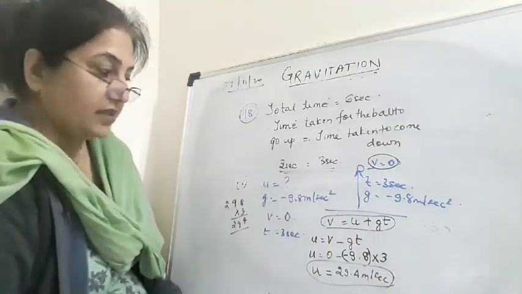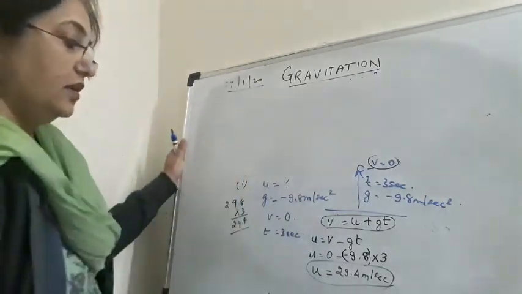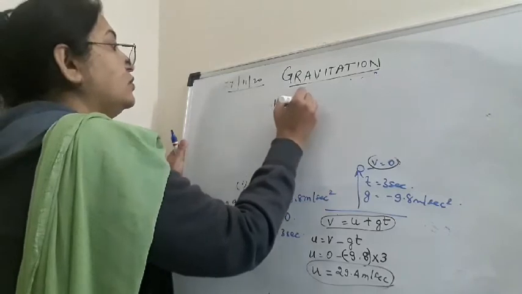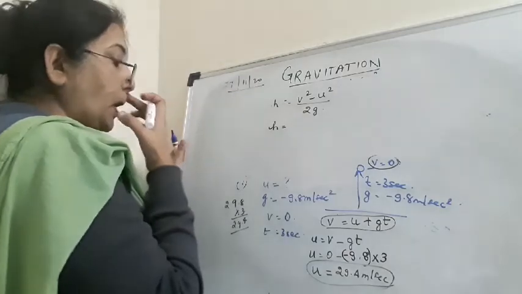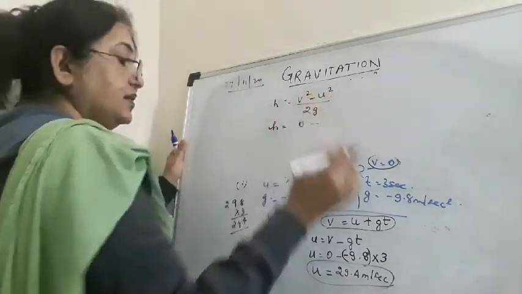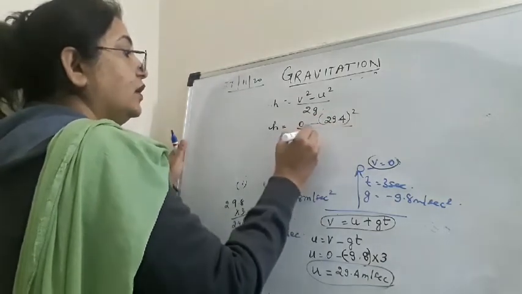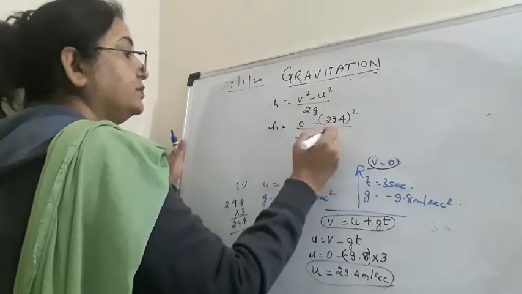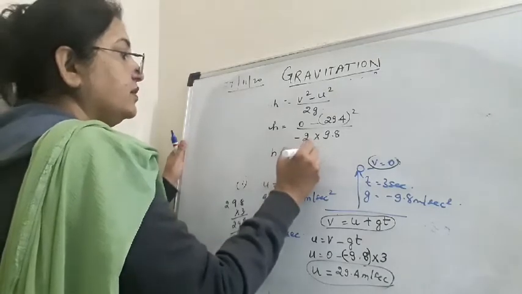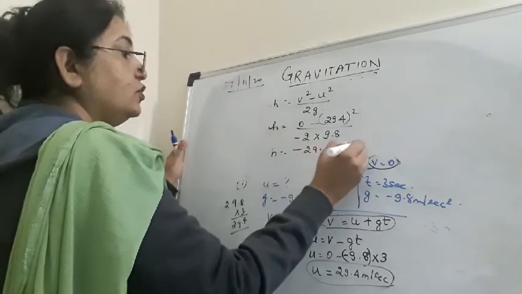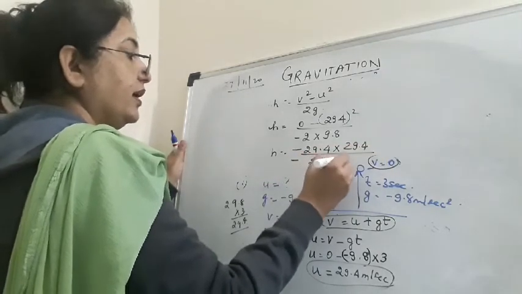Now we have to find out the maximum height. So to find the maximum height, we will take the third equation. H is equal to v square minus u square upon 2g. H is equal to v is 0 minus 29.4 whole square upon 2 into 9.8. So again we have to solve. H is equal to minus 29.4 into 29.4 upon minus 2 into 9.8.